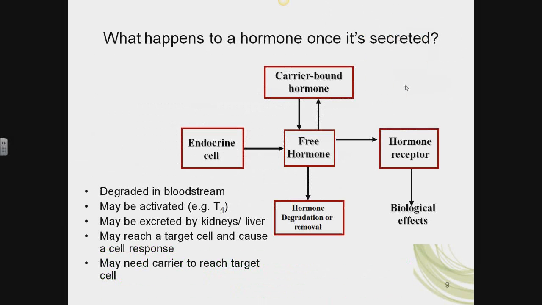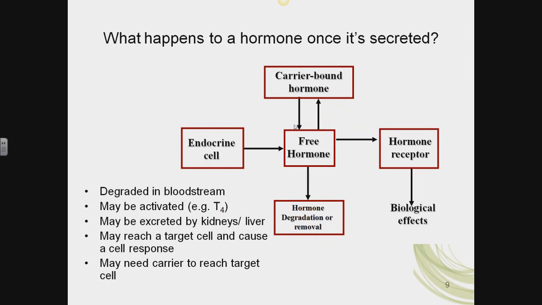Let's talk about the fates of a hormone. What can happen to a hormone once it's released into the blood? Well, some hormones need a blood carrier, so they're carrier bound. Some hormones can actually reach their destination and bind to their receptor and cause changes in the physiology, the biological effects. But in order to bind to the receptor, the carrier would have to release them. So that's why you see in this picture the reversible arrows for a carrier-bound hormone.